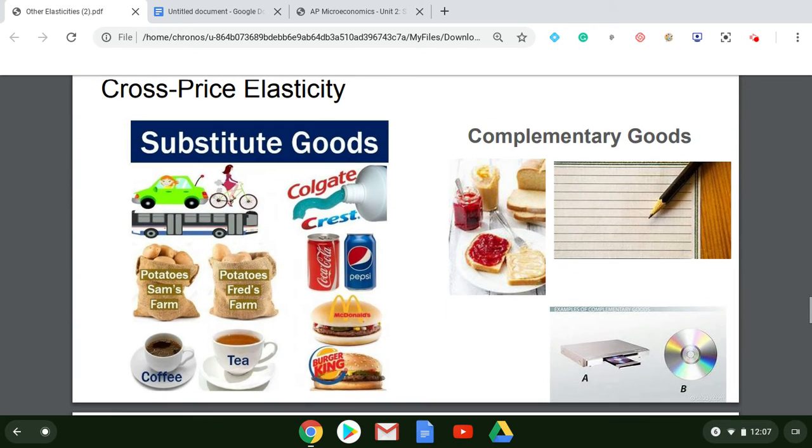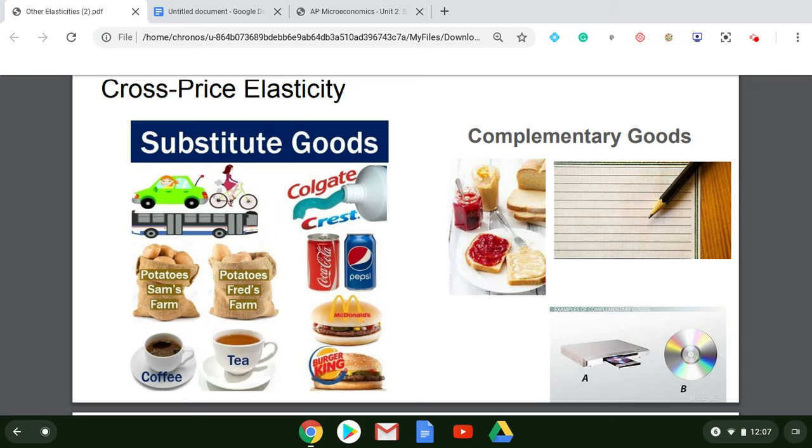What goods are these? Here's some examples. Substitute goods: a lot of brands here. Coke and Pepsi, they're both sodas, similar products. They're substitutes for each other. If the price of Coca Cola went up compared to the price of Pepsi, people would probably consume more Pepsi. Same with McDonald's burgers versus Burger King burgers, potatoes at different farms. If there's a substitute and the price of one goes up, they'll substitute with another.